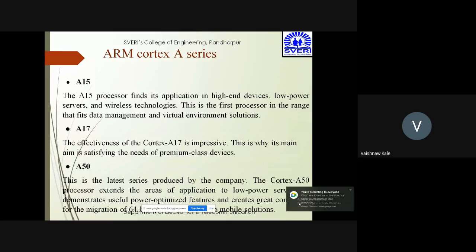A15 finds applications in high-end devices, low power servers, and wireless technologies. This is the first processor in the range that fits data management and virtual environment solutions. A17 is impressive in its effectiveness. That is why its main aim is to satisfy the needs of premium class devices. A15 is the latest series produced by the company. It extends the areas of application to low power servers, demonstrates useful optimizing features, and addresses the concern of migrating from 64 bits to 32 bits.